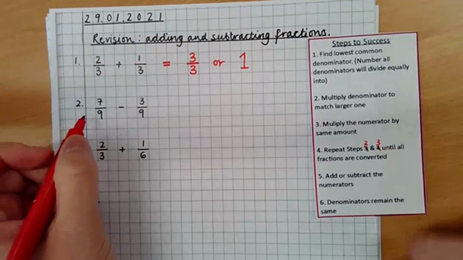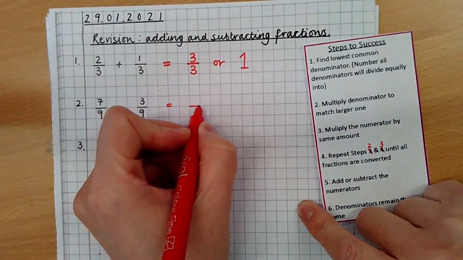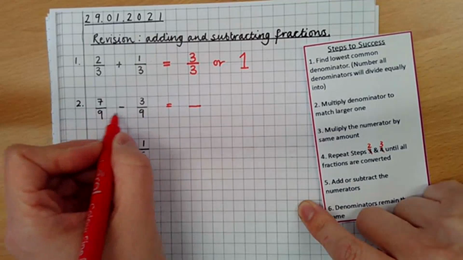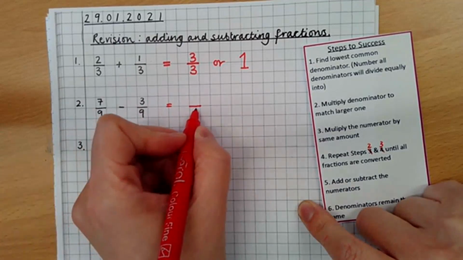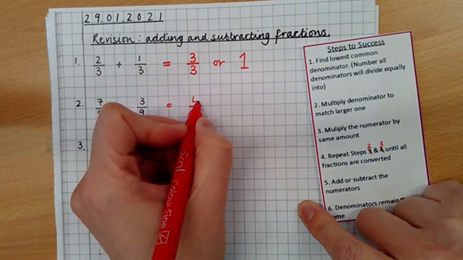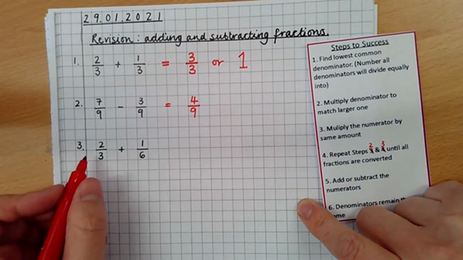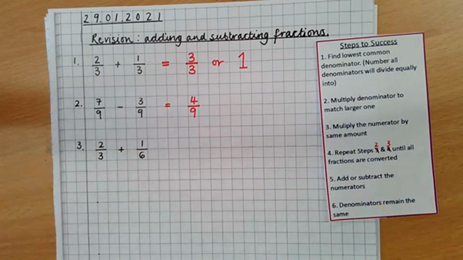Great. Next, 7/9 take away 3/9 equals. Our denominator stays the same. Good. 7 take away 3 equals 4. So our answer is 4/9. Great.